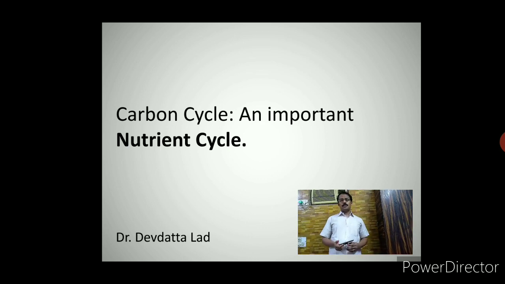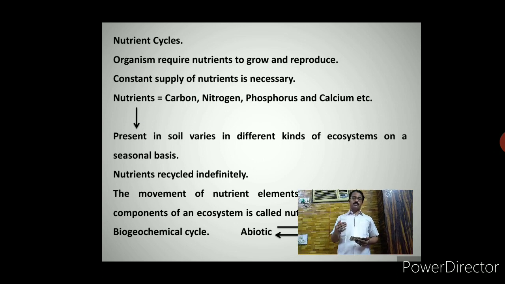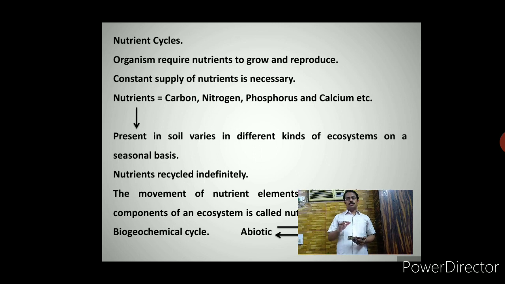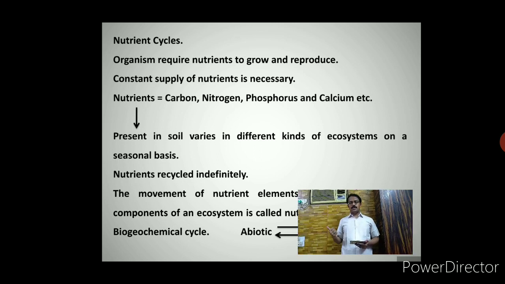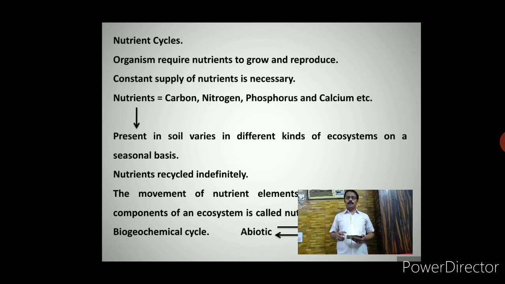Today we are going to speak about the carbon cycle, which is a very important nutrient cycle. Now when you talk about the nutrient, what are the nutrients required for the organisms? Basically every organism, for growth and reproduction, requires nutrients. Nutrients are available in the ecosystem and they are present in the soil, and they vary from ecosystem to ecosystem, or in any particular ecosystem according to the season. They have been continuously being recycled in the ecosystem.